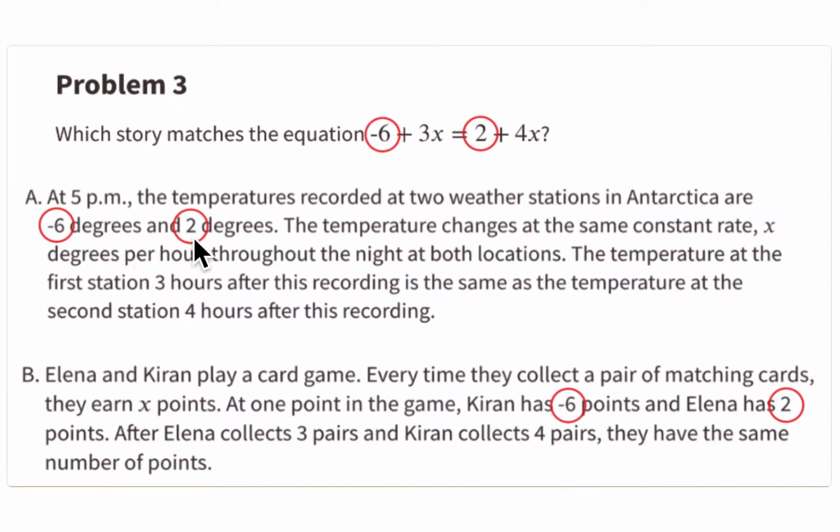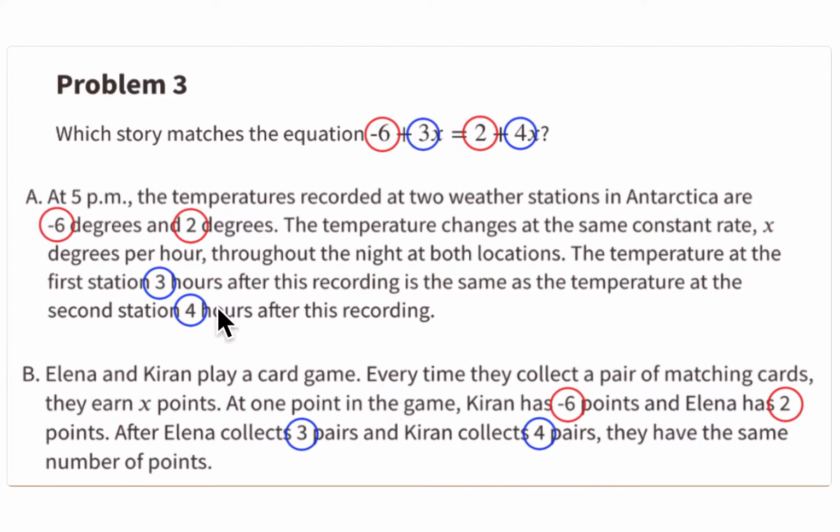It's understandable to have a negative temperature. It's not understandable to have negative points in the way that this game is set up. But if you continue, this is 3 hours and 4 hours. So this is the coefficient of this variable here. The number that goes with this variable is 3 hours, or in this expression, it's 4 hours, or 3 pairs and 4 pairs.